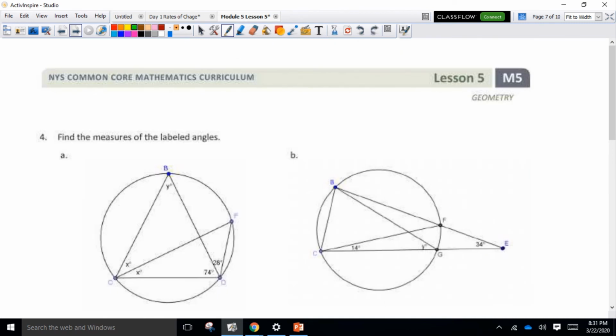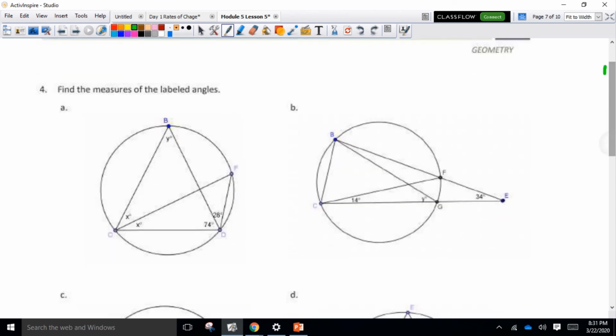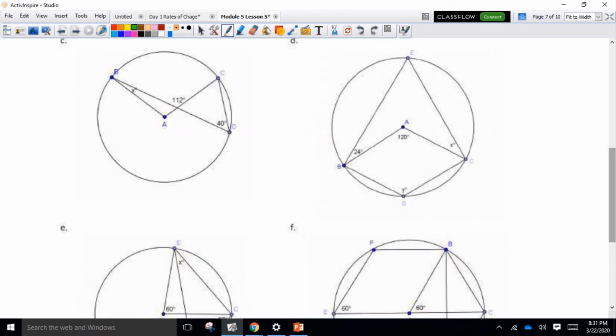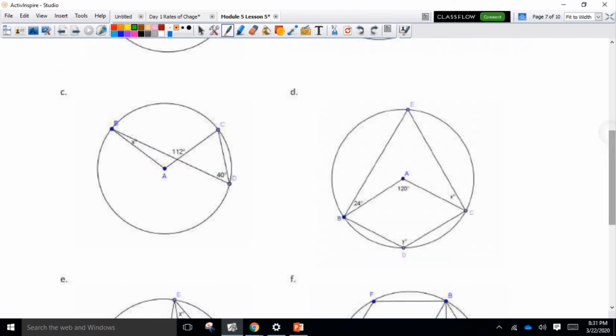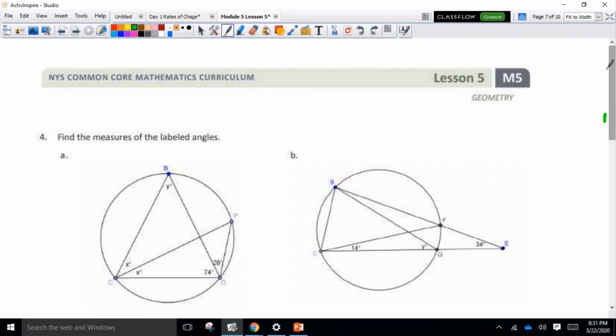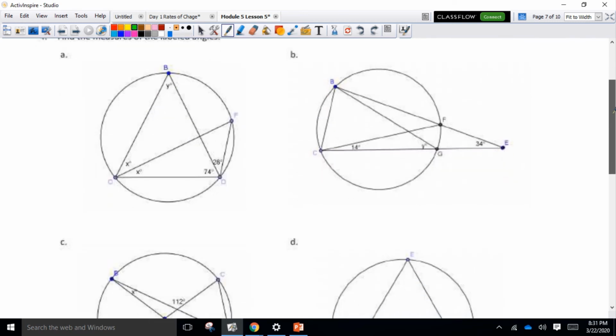Okay, we're going to find the measured angles here. Find all the ones that are labeled. All right, so we know that that's 28, that's 74. What is X and Y?